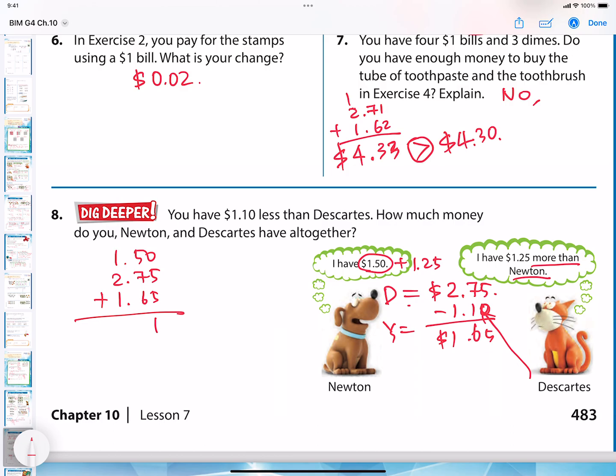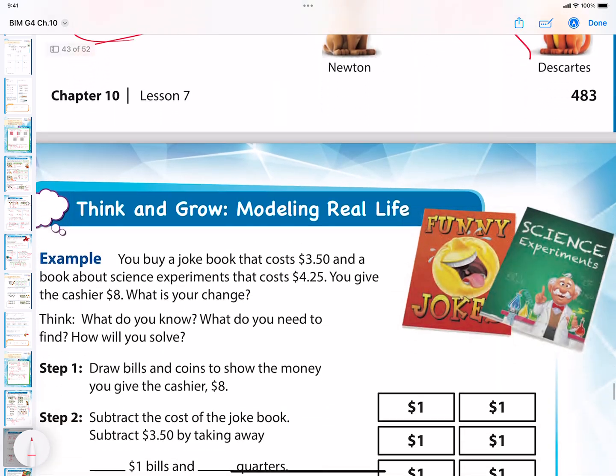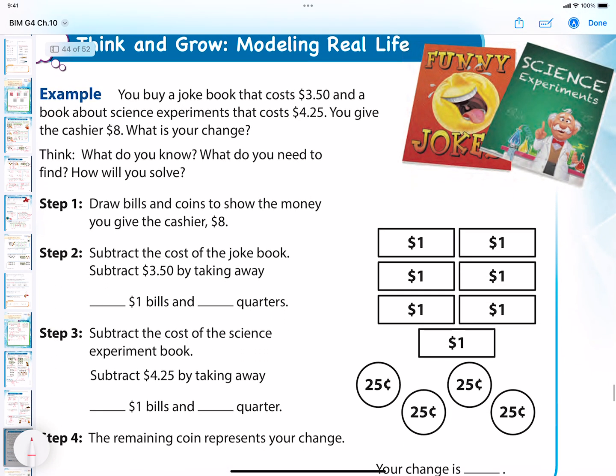Okay, let's find out how much we have altogether. 5 plus 5 is 10. Carry 1 up, and okay, so I know 7 plus 7 is what? 14. 14 plus 5 is what? 19. Carry 1 up. And I know 3 plus 2 is what? 5. So how much do you have, guys, in total? $5.90. Okay, all right. Last page, guys.